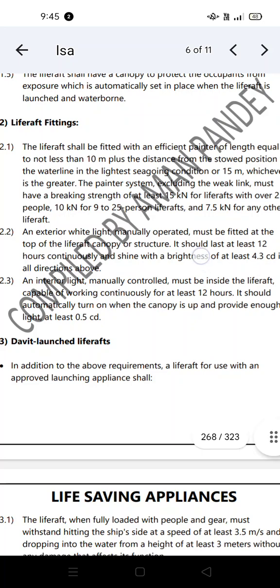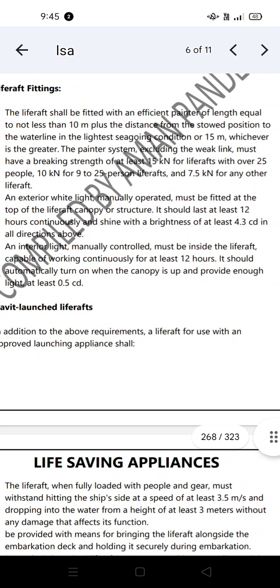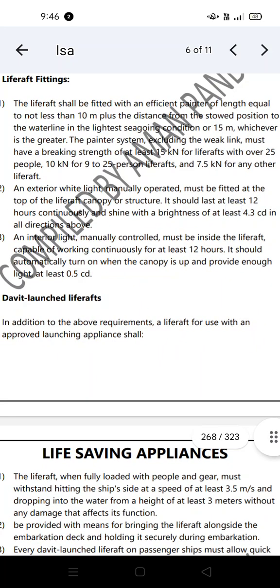Life raft fittings shall be fitted with an efficient painter of length equal to not less than, whichever is greater, and the painter weak link must have a breaking strength of at least 15 kilonewton.